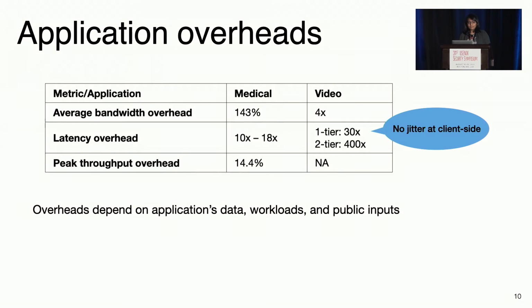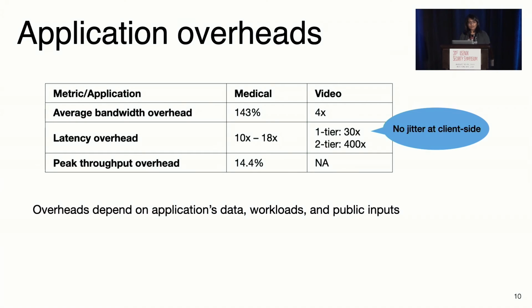We observed that Pacer incurs moderate overheads on bandwidth, latency, and throughput for both types of applications. The absolute latency overheads are significant, but they are still on the order of hundreds of milliseconds, which could be further reduced by optimizing the transmit schedules that we compute for traffic shaping. Nonetheless, the impact on the end client's experience is actually minimal. For example, we observed that the video client experiences no jitter when streaming videos despite traffic shaping.